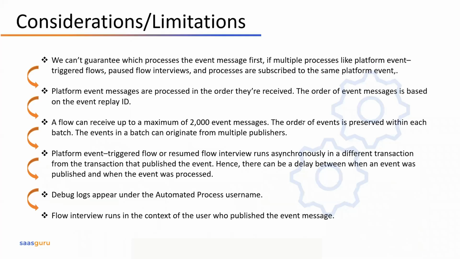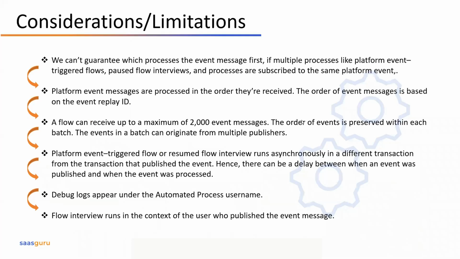Now, as I mentioned, platform events are processed in the same order in which they are received. So if multiple processes, such as flow, Apex or anything else, are publishing the events, we cannot guarantee in which order the consumer will receive them. In whatever order the consumer, the receiving party or the subscriber receives it, they will process the events in that order. So there is no guarantee.